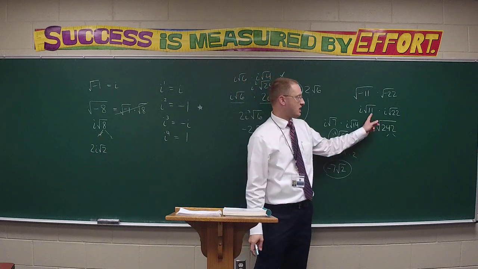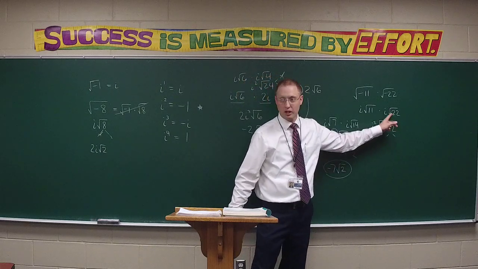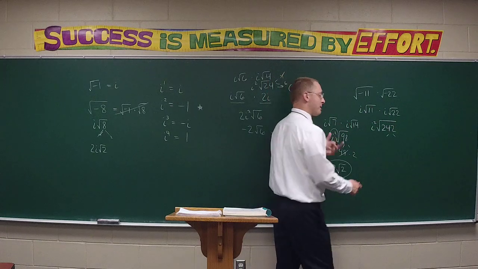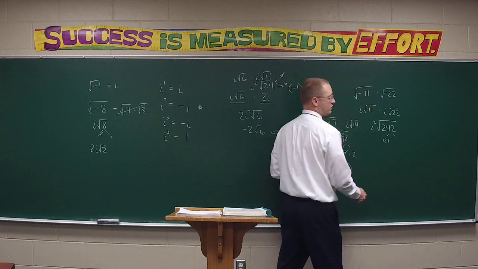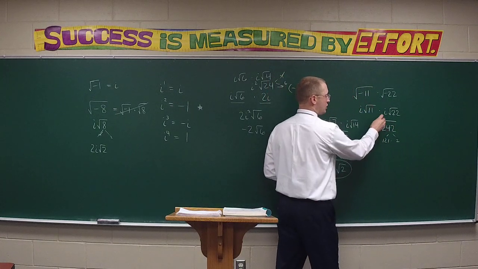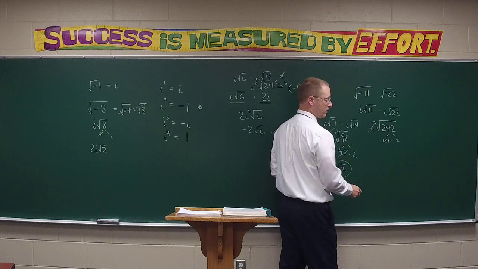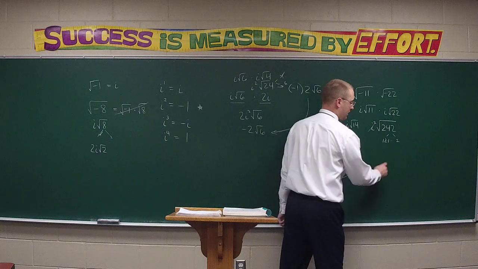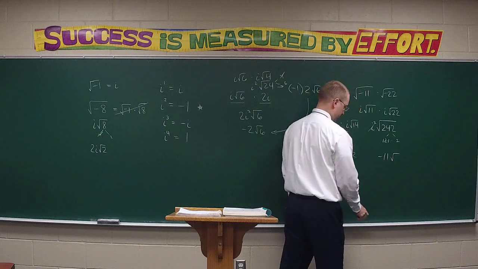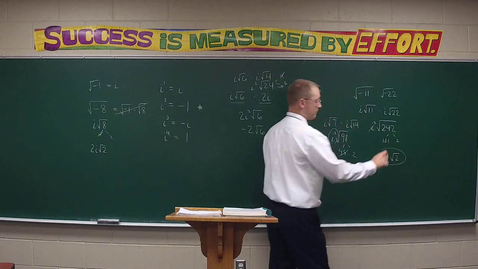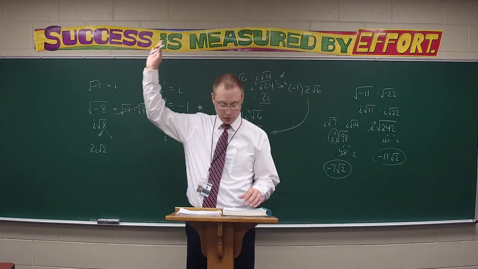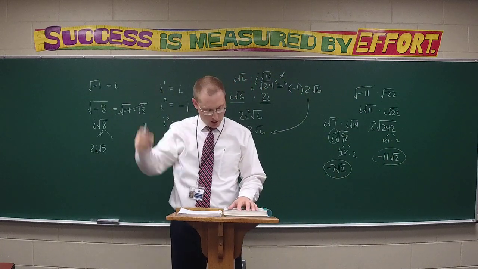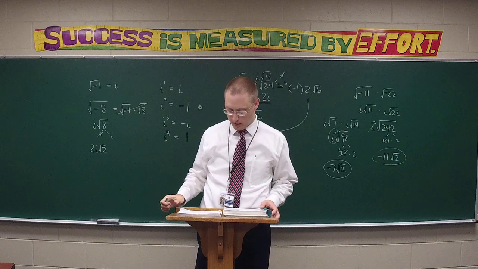But it's a number that seems to be in here. 121. Right, 11 kind of makes us think of 121 times 2. i squared becomes? Negative 1. But the square root of 121 becomes? 11. So put that together and get? Negative 11 times the square root of 2. And there's our answer for number 23. How many have that answer for 23? Number 24, Michael, what was your final answer?